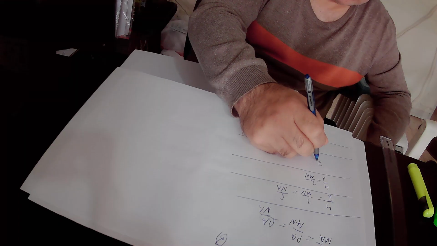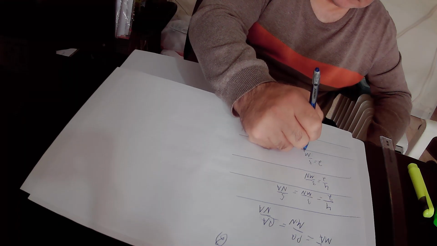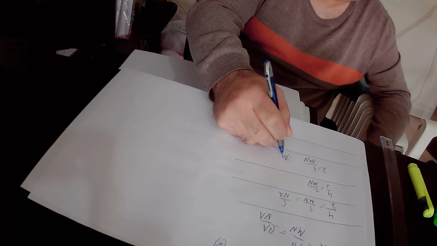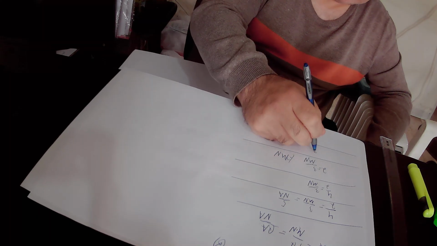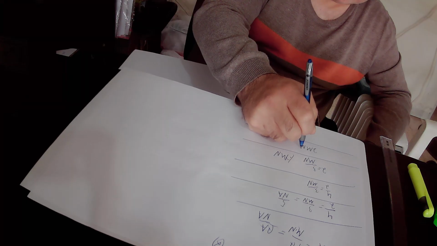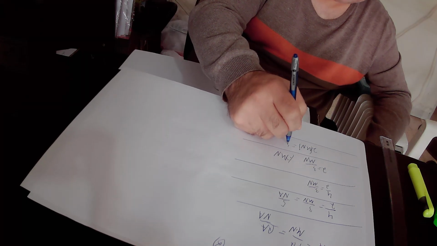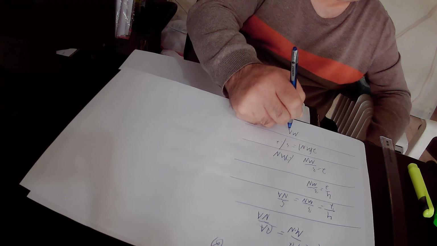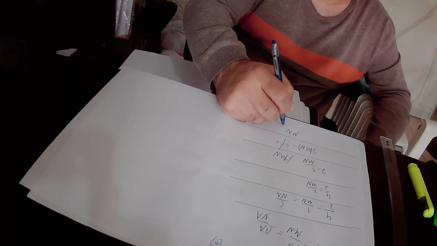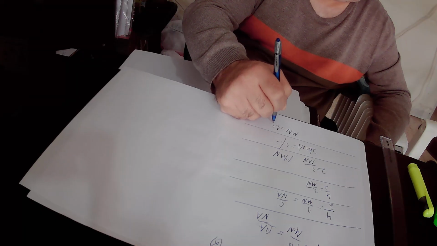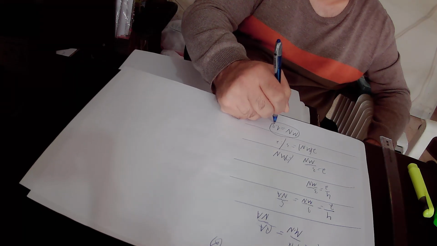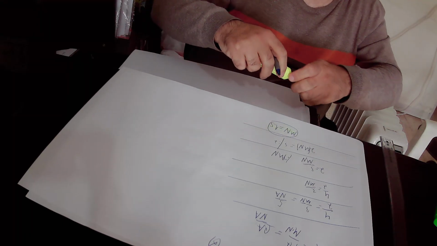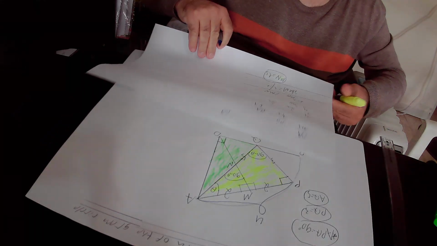Four over 2 is 2, so 2 equals 3 over MN. We multiply this equation by MN, and we get that 2 times MN equals 3. We divide this equation by 2, and finally we get that MN equals 3 over 2, that is 1.5. MN equals 1.5 units in its length. So I write it down in the original drawing that MN equals 1.5 units in its length.